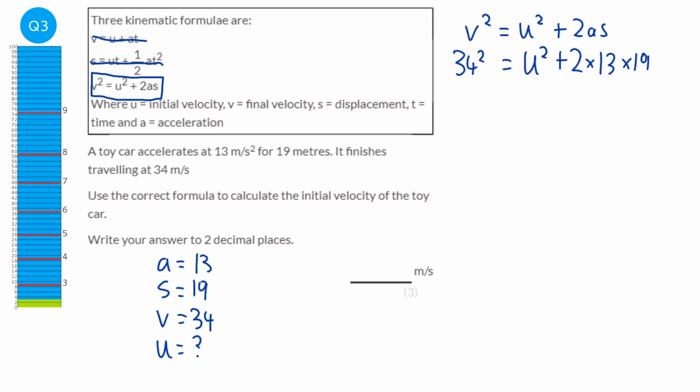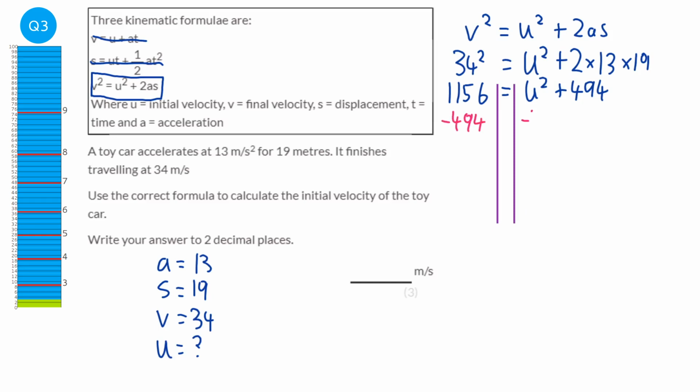Okay, so let's just work these parts out. We've got 2 times 13 times 19, which is 494. And it turns into a solving part, so we're just going to solve this. The first thing I'm going to do is subtract 494 from both sides. And so we're left with 662 equals u squared.